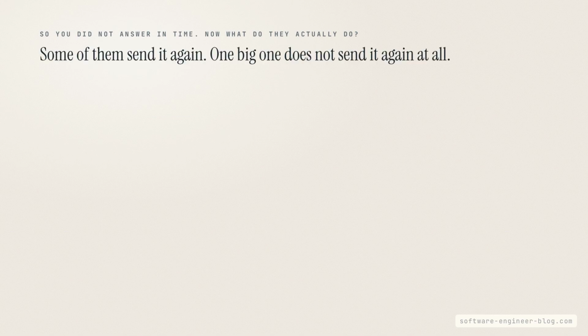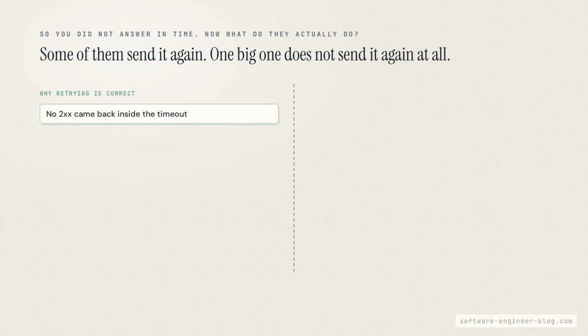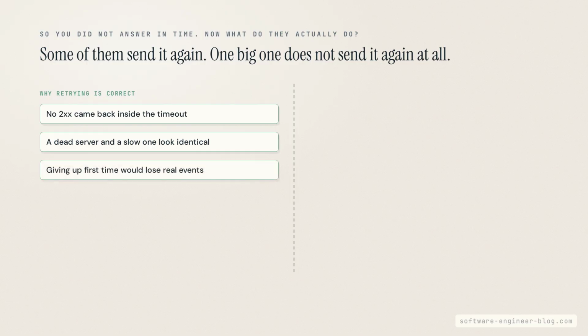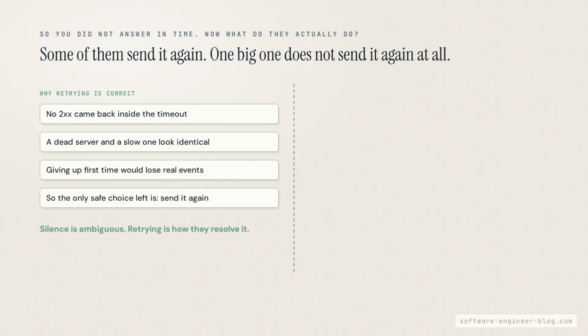Let us look at those retries properly, because they are not a bug in somebody else's system. Why retry at all? Because no success code came back inside the timeout. Because a dead server and a slow server look identical from outside. Because giving up on the first attempt would silently lose real events and real money. So the only safe choice left is to send it again. But do not assume it happens.